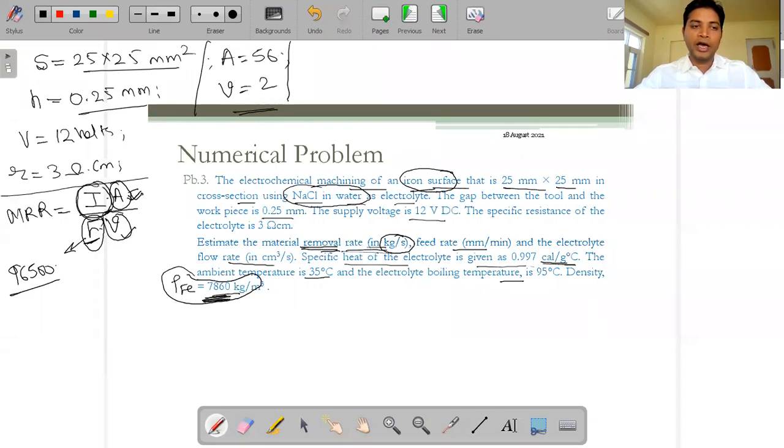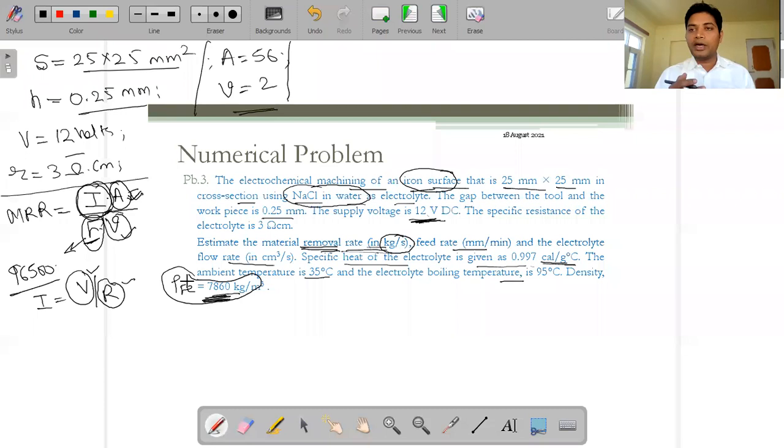We don't know the value of I. Is it given to you? No, it is not given. But the voltage is given to you. So can we get the value of I using the voltage? Yes, we can calculate: I will be equal to V by R. So voltage is given to you guys, but the resistance is not given, the gap resistance is not given.